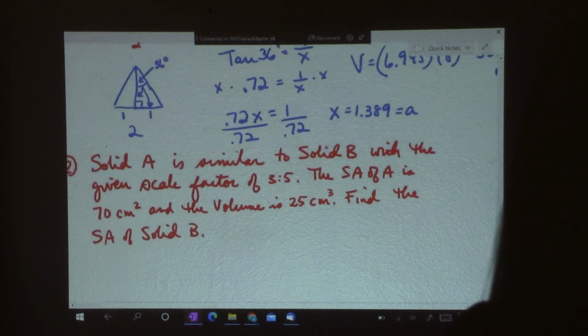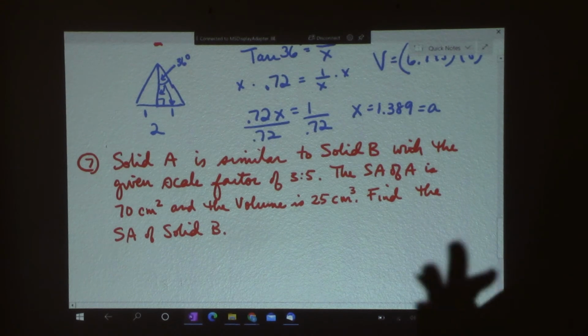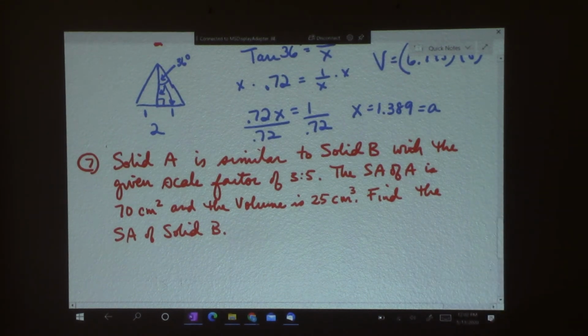All right, if we have time, we'll come back to the surface area of a cone. I really want to go over the scale factor ones because that can throw you off easily. So you want to pause this and write it down. I'm just going to read it and keep going.